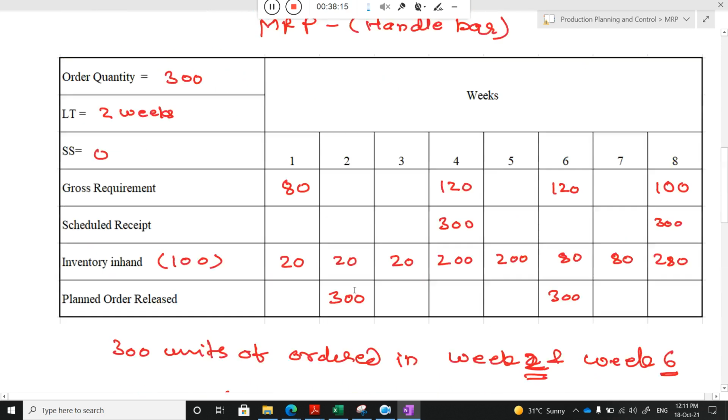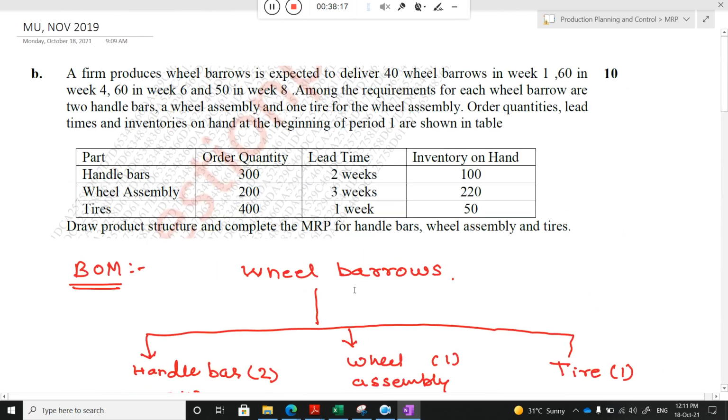So this is all about material requirement planning. For material requirement planning you need 3 things: the first is the bill of material, the second is the master production schedule, and the third is the inventory data. If you have all these 3 things, you can easily draw the material requirement planning for each subcomponent. That is the question, a 10 marks question that will come in your university exam, so please prepare accordingly.